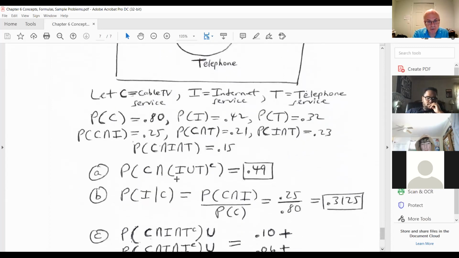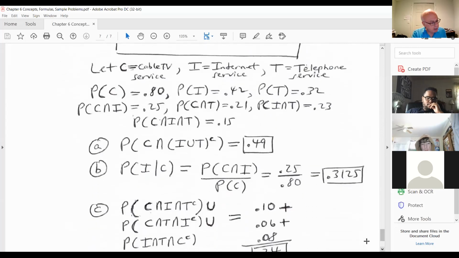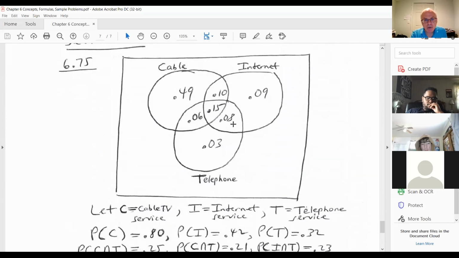All right, let's look at the questions that are being asked. Now, I put notation here, but the questions are being asked in words. This is number 75, part A. What's the probability that the person had cable TV only? That means they only got cable TV, didn't get internet or telephone. Well, you could answer this question immediately because you put in 0.49 in this area here. The answer is 0.49, 49%. This area here is cable TV only. It does not include cable and internet, does not include cable and telephone, it does not include all three of them. It's just cable only.